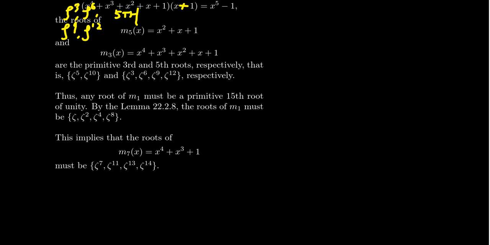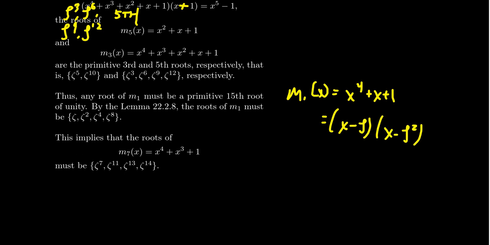All right, so this tells us that, in fact, the four roots of our polynomial M1, which is equal to x to the fourth plus x plus 1, this has to factor as x minus zeta times x minus zeta squared, x minus zeta to the fourth times x minus zeta to the eighth. And this is the factorization, of course, over the splitting field F16 for these polynomials here. This then tells us that the other polynomial, x to the 4 plus x cubed plus 1, has to have as its four roots zeta to the 7, zeta to the 11, zeta to the 13, and zeta to the 14.